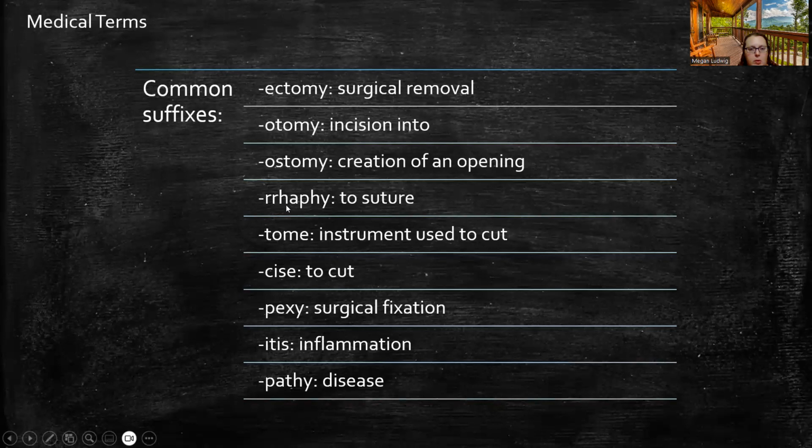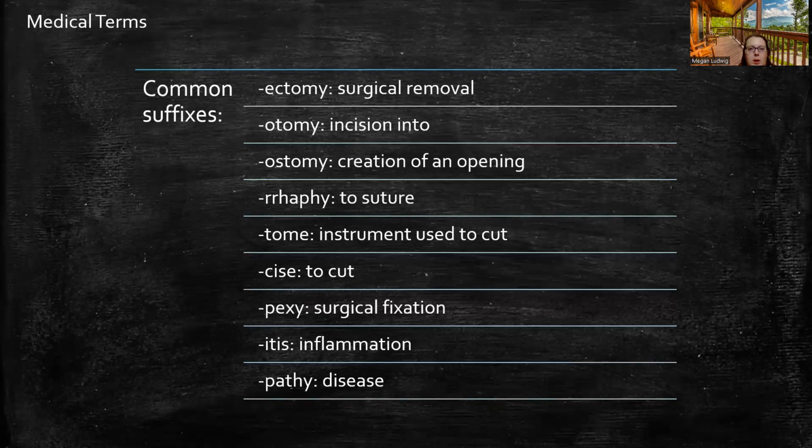Okay, raphe, notice spelling here is 2 R's, 2 R's H. It's kind of a weird one. Raphe means to suture, close something with a suture. Tome, notice it's different than otomy. Otomy of incision to ends in a Y. Tome is the instrument that you're going to use to cut. So you might have a dermatome, which would be an instrument used to cut skin or skin graft. Size is to cut, so like an incision. Size, to cut. Pexy means surgical fixation, so that means you're basically putting something back where it goes, okay?